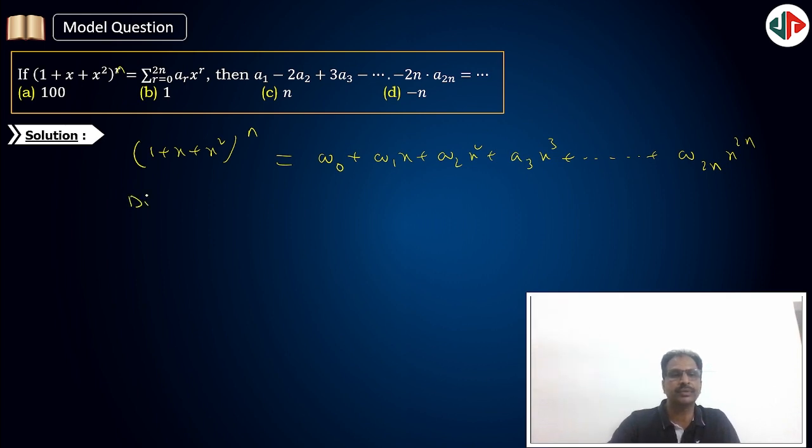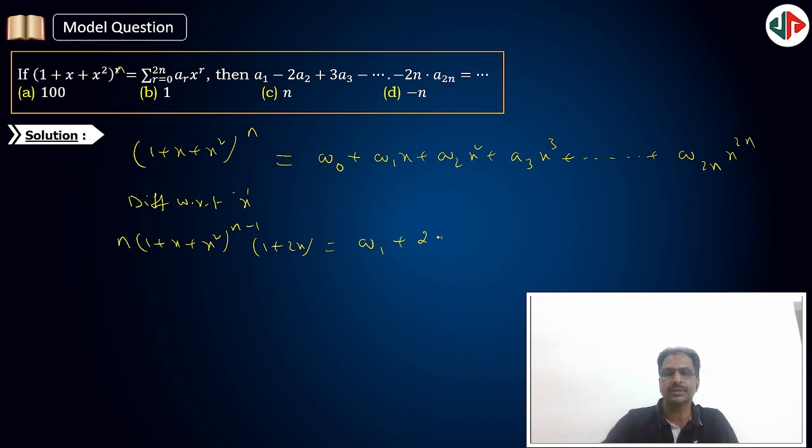Now differentiate both sides with respect to x. Left hand side derivative is n into (1 plus x square) whole power n minus 1 into derivative of 1 plus x square, which is 1 plus 2x. A naught derivative 0, a1x derivative a1, a2 into 2x, a3 into 3x square plus so on, 2n a2n into x power 2n minus 1.